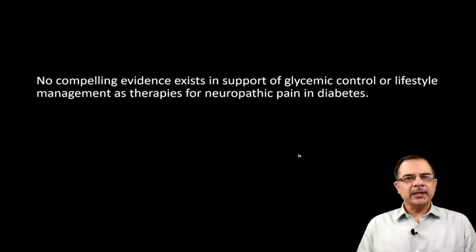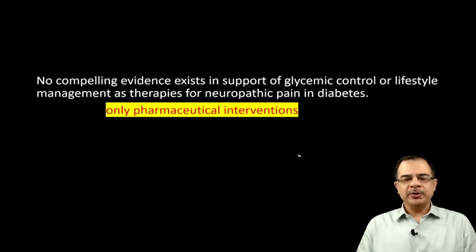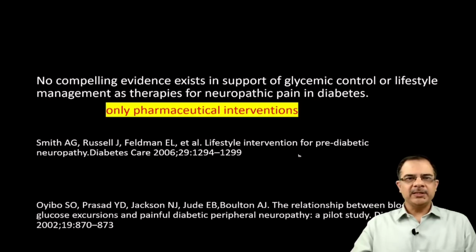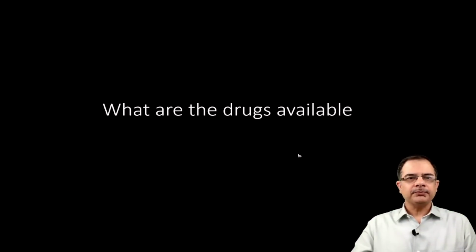Coming to the treatment options, they are only and only the medicines, because there is no evidence which goes in favor of glycemic control or lifestyle modification as the treatment for neuropathy in diabetes. Though glycemic control and lifestyle modifications can prevent neuropathy, no doubt about it, once neuropathy occurs, these modalities are not effective. So the only option left is pharmaceutical interventions. There is literature to support this statement.